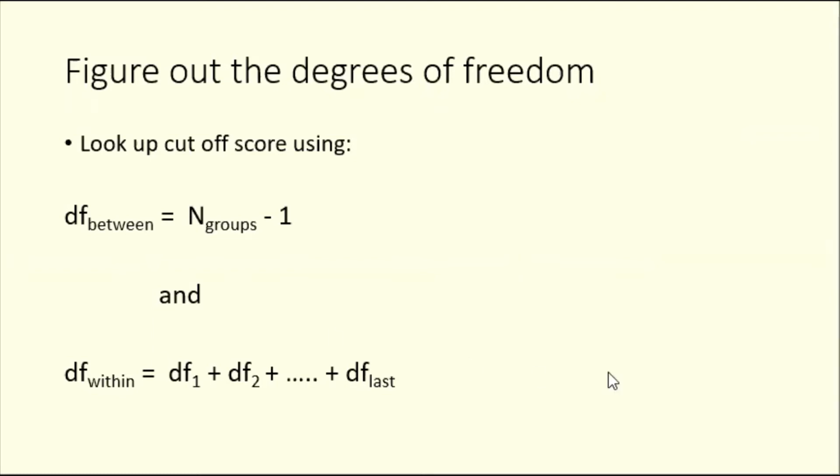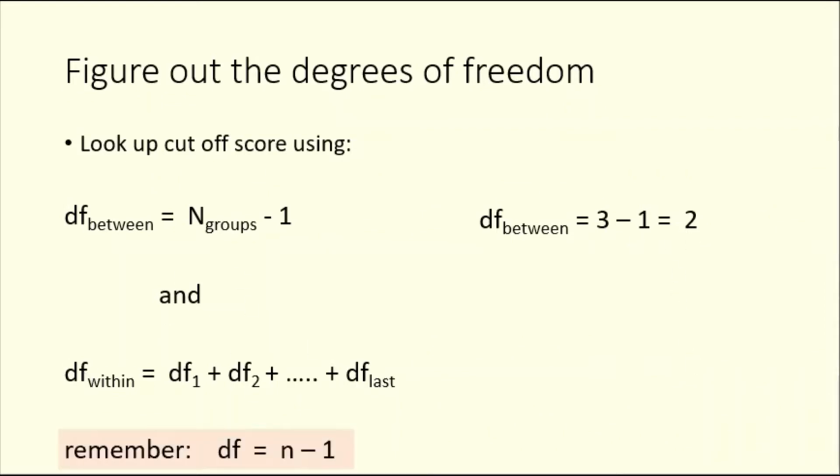Particularly, if I have 3 groups, then my DF between is going to be 3 minus 1, which is 2. And remember that our degrees of freedom is n minus 1 for each group, and each of those groups had 5 people in it. So I'm going to add up 5 minus 1, 4, and then plus 4 again, because all of our groups were even. No matter how many groups we have, we just add up the degrees of freedom for all of those groups. This brings my DF within to 12.